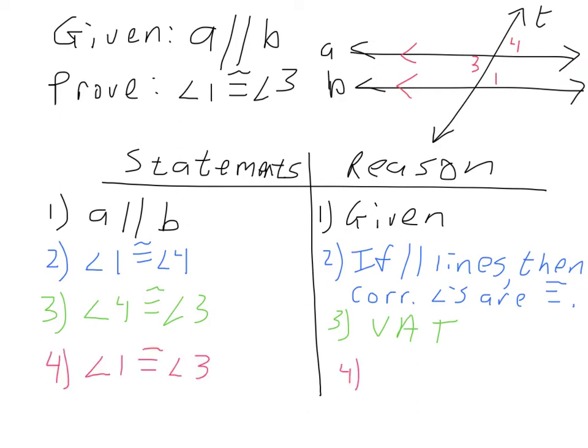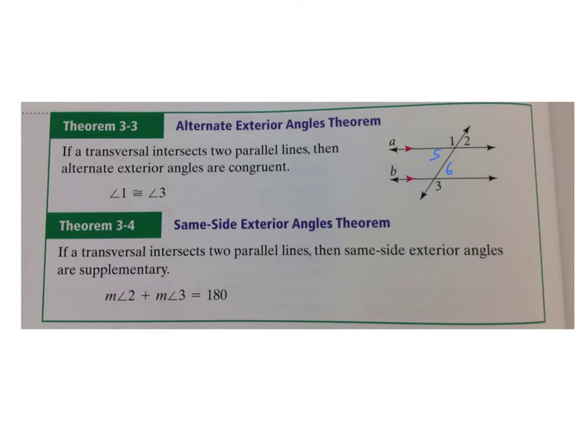We know from the vertical angle theorem, vertical angles are congruent. Our last step is then going to be angle 1 is congruent to angle 3, what we are trying to prove. Your last statement will always be what you are trying to prove. Why? When we put steps 2 and 3 together using the transitive property, we can get 1 congruent to 3. If 1's congruent to 4 and 4's congruent to 3, then 1 has to be congruent to 3, by the transitive property of congruence.